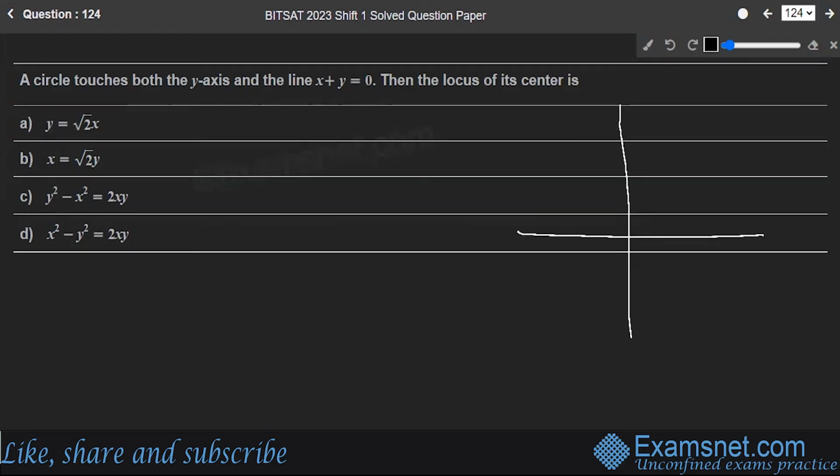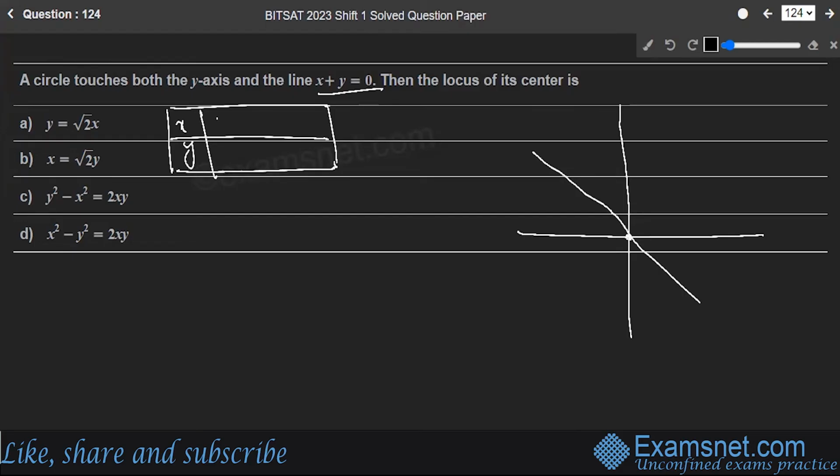Okay, so now see the circle. First of all, the line x plus y is equal to 0. This is the line which is passing through the center. This line will be like this. If I'm plotting the points x, y, so if x is equal to 0, y will be equal to 0, and if x is equal to 1, y will be equal to minus 1. If this is 1, then this is minus 1, right? So this is the line x plus y is equal to 0.